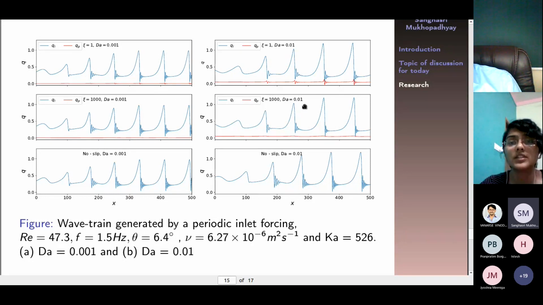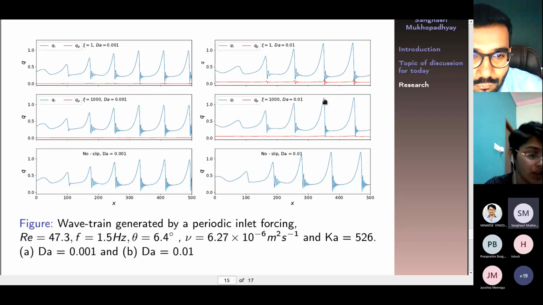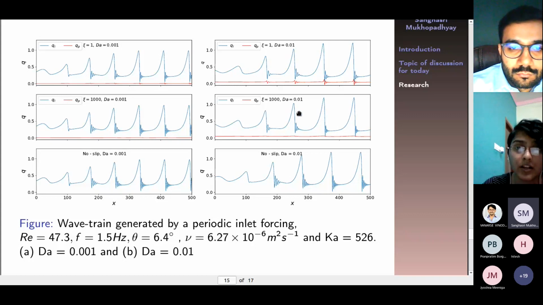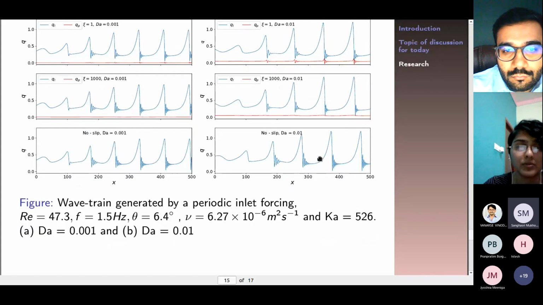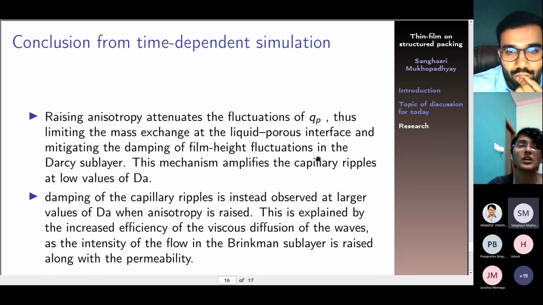region. And we can see that the amplitude of the wave increases in the cases when we have the bigger anisotropic permeability relative to the smaller anisotropic permeability. So there is a small conclusion about the time-dependent simulation that we have got.